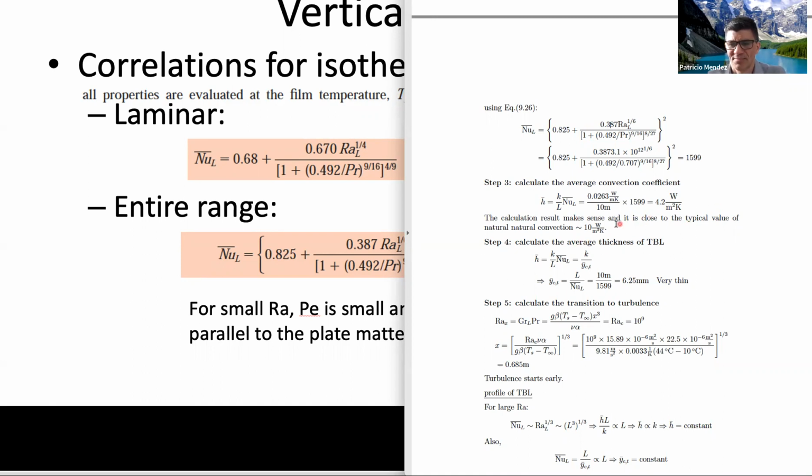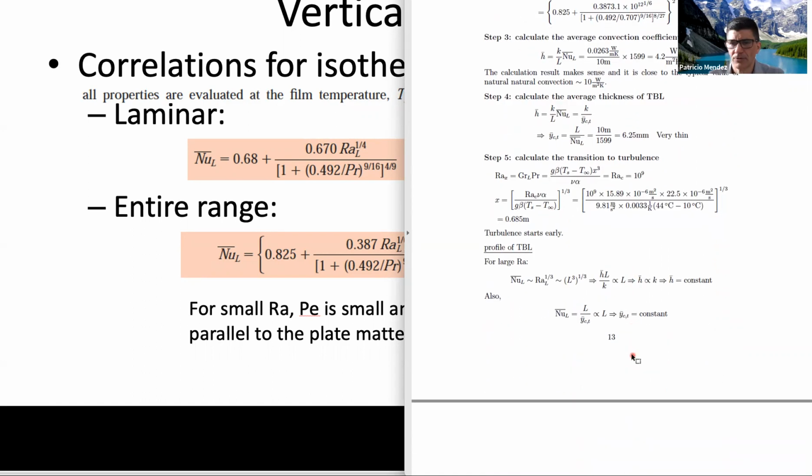So we can do some ballpark estimate of the thickness of the boundary layer using the same things you used in quiz 3, right? And we get that the boundary layer would have a thickness of the order of 6 millimeters in a 1 meter diameter, definitely thin, right?